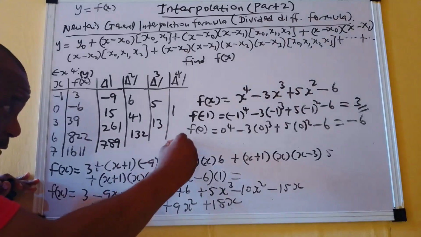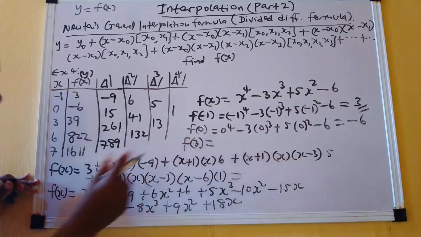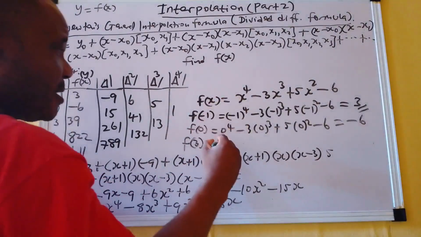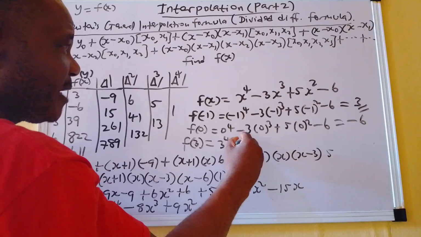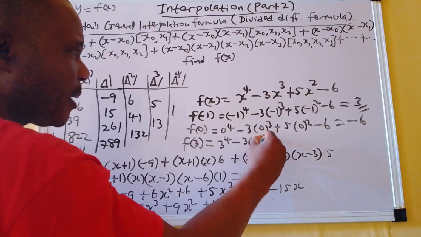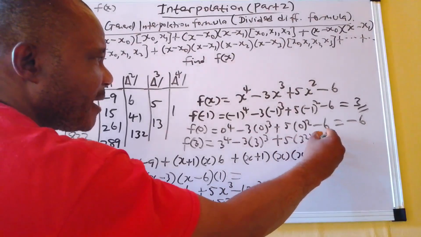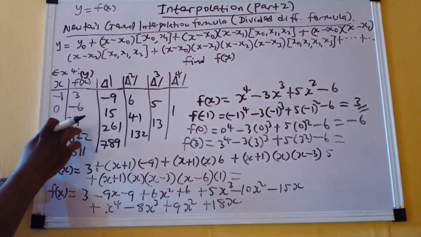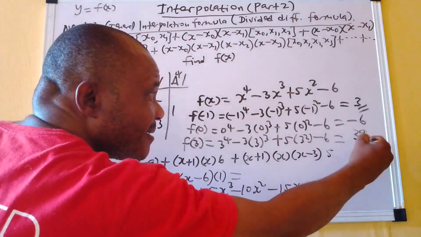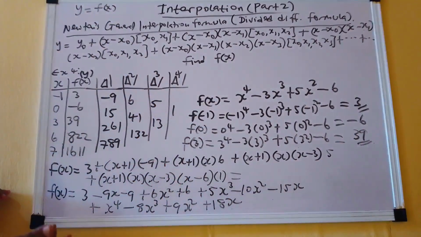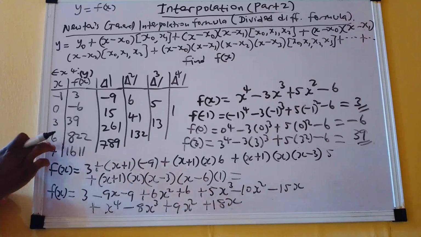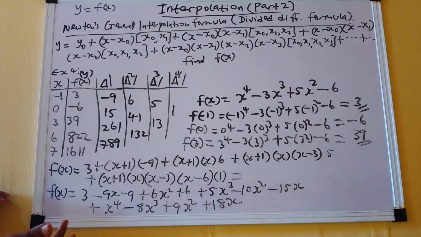You come here, you try your f of 3. F of 3 will be 3 raised to the power 4 minus 3 into 3 raised to the power 3 plus 5 into 3 square minus 6. If you put these values in, you will get 39. If you put f of 6, you will get 822. If you put f of 7, you will get 1,611. That's what you are going to get.